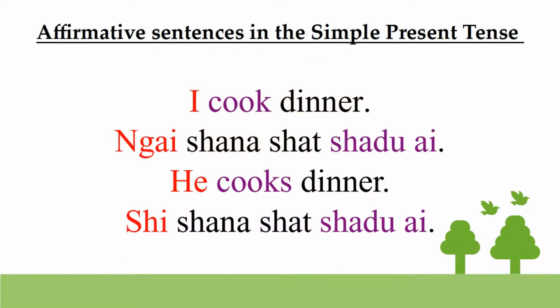Okay, let's continue. How does the base verb conjugate in the simple present tense? Here you see some affirmative sentences in simple present tense. I cook dinner in Kachin Jinghpaw. Ngai, shana, shat, shadu i. He cooks dinner. She, shana, shat, shadu i.